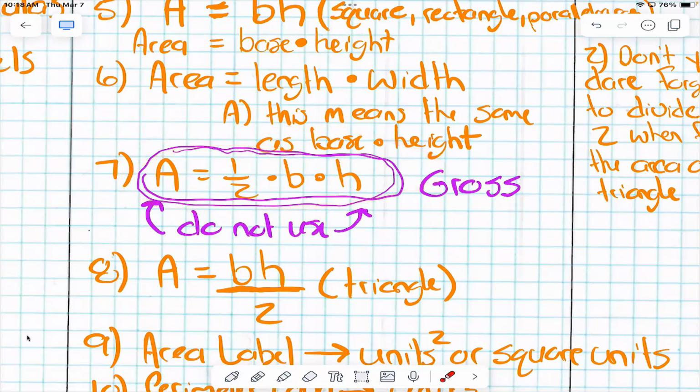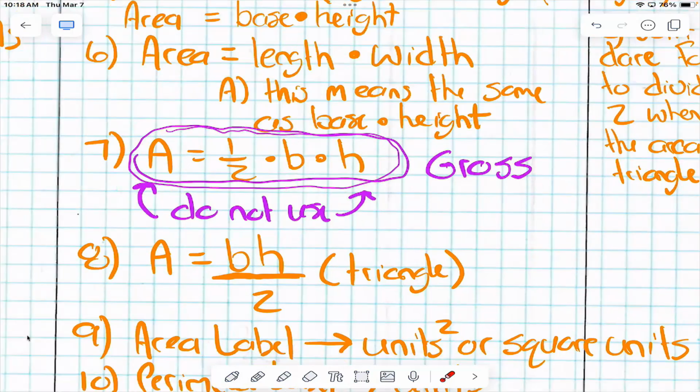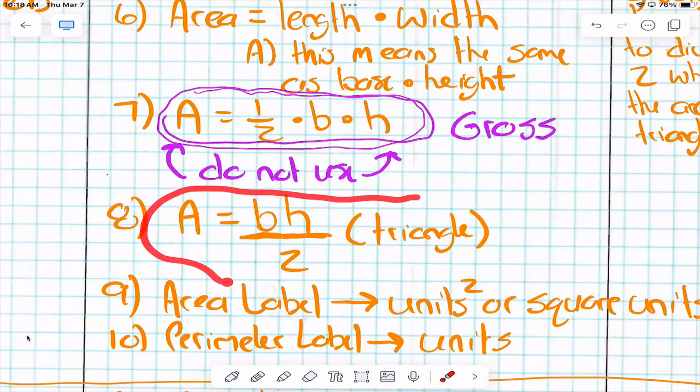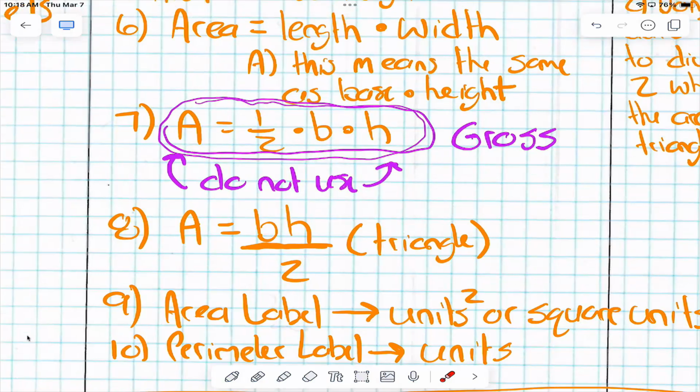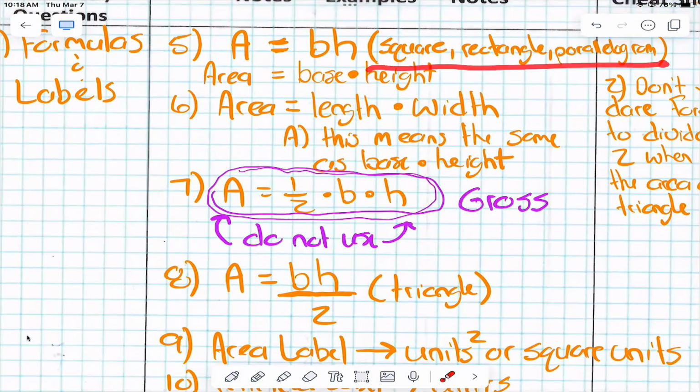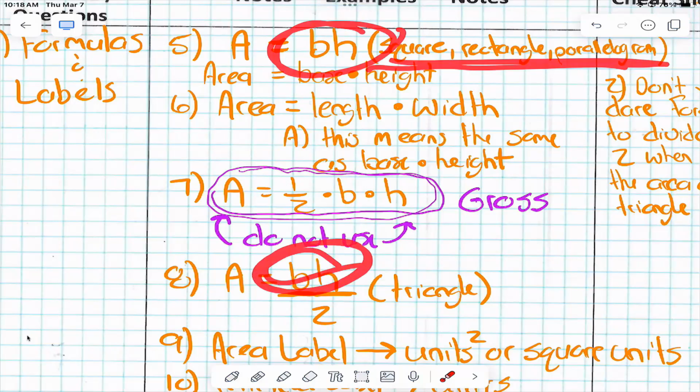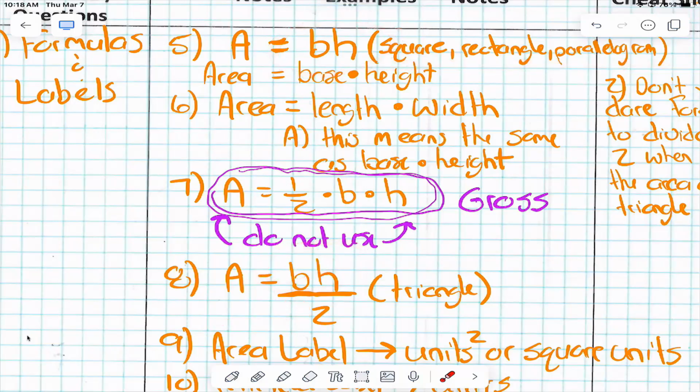Is this formula gross? Yes. This is the area formula for a triangle, but we actually adjust it so it looks like this. The area formula for a triangle is almost the exact same as the area formula for a square, rectangle, and parallelogram. The only difference is for a triangle, we divide by 2 because a triangle is half the size of a square, a rectangle, or a parallelogram, right? Does that make sense?